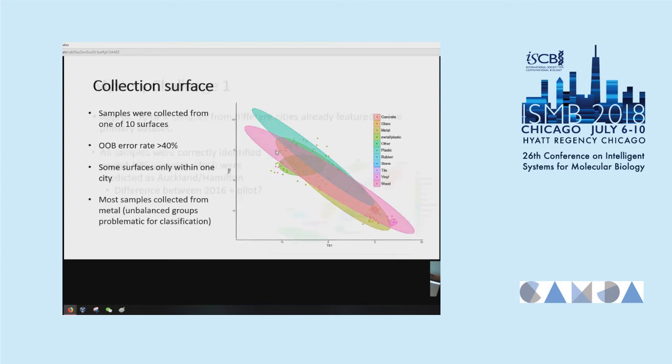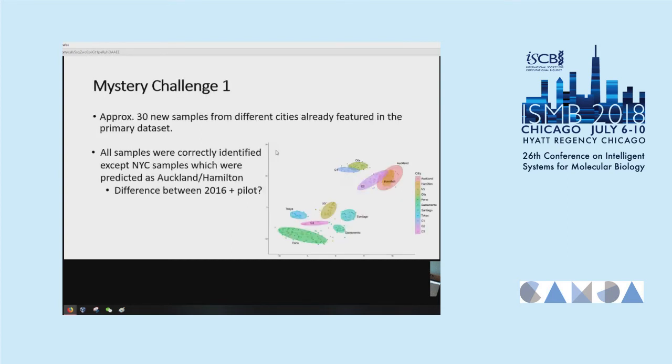So moving right along onto the mystery challenges. The first challenge, I'm sure you've heard plenty on this in the past couple of days, so I'll breeze through it quite quickly. There were approximately 30 samples from different cities already featured in the primary data set, and the question was, can you identify these? Using this method and just clustering the samples closest to the ellipses that they were plotted on in t-SNE, the answer was generally yes. All samples were correctly identified, except the New York samples.